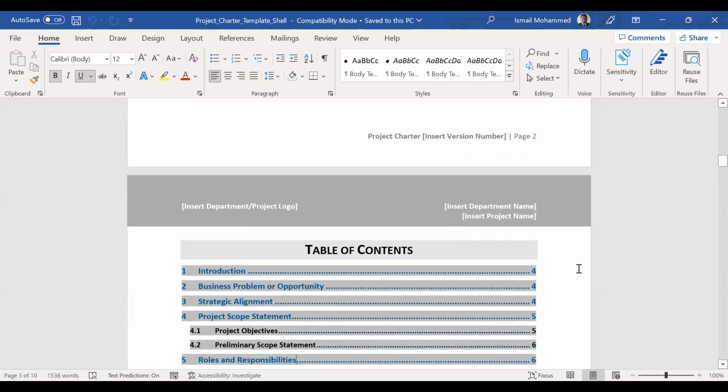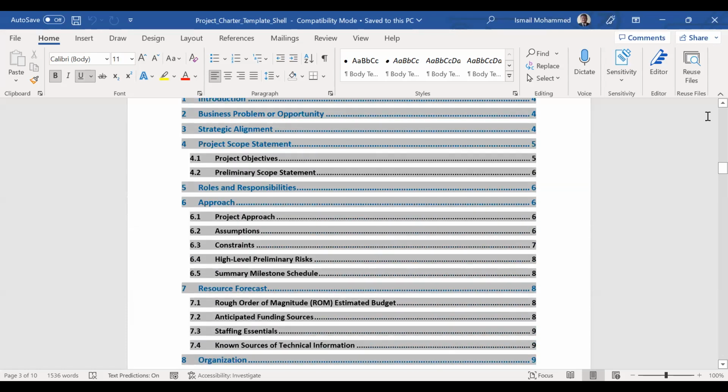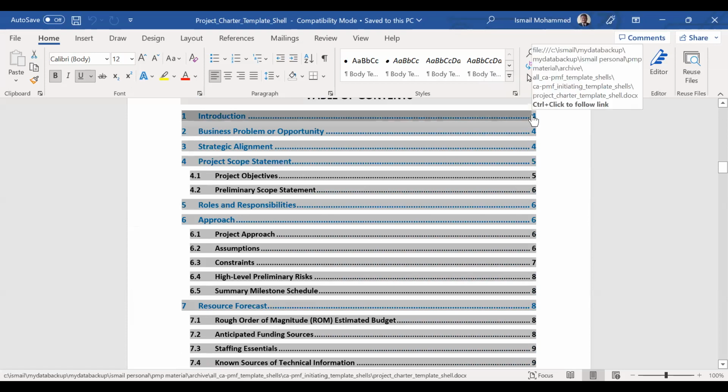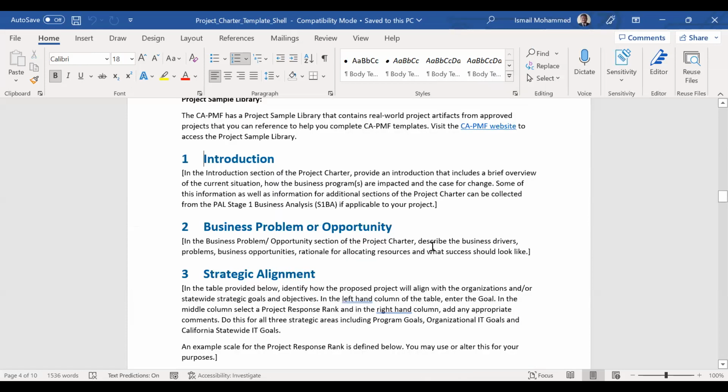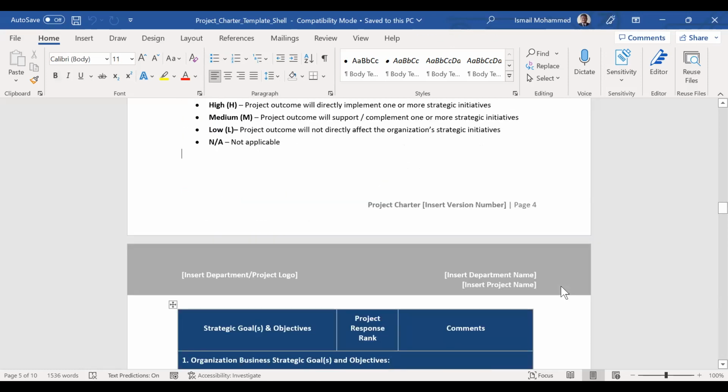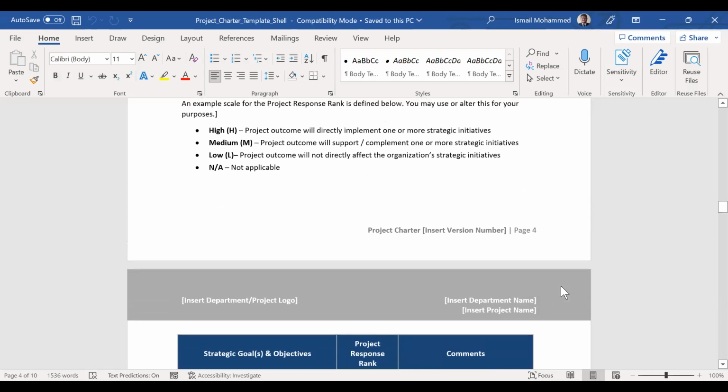This is the table of contents. So the introduction, where you give the introduction, then the business opportunity, all those things you provide. Strategic alignment, what is it? What is the requirement? High requirement, medium requirement. These are all the things you will mention over here.